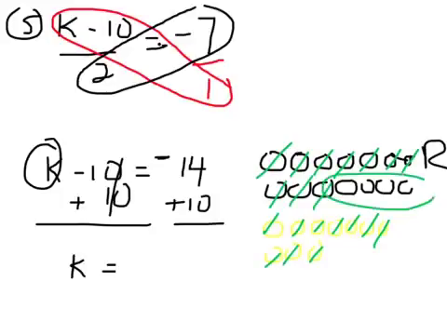How many are left? What color are they? They're red. They're supposed to be red. I should have drawn them red, but I didn't. So there's 4 reds. That's a negative 4. Okay? So it's kind of good.